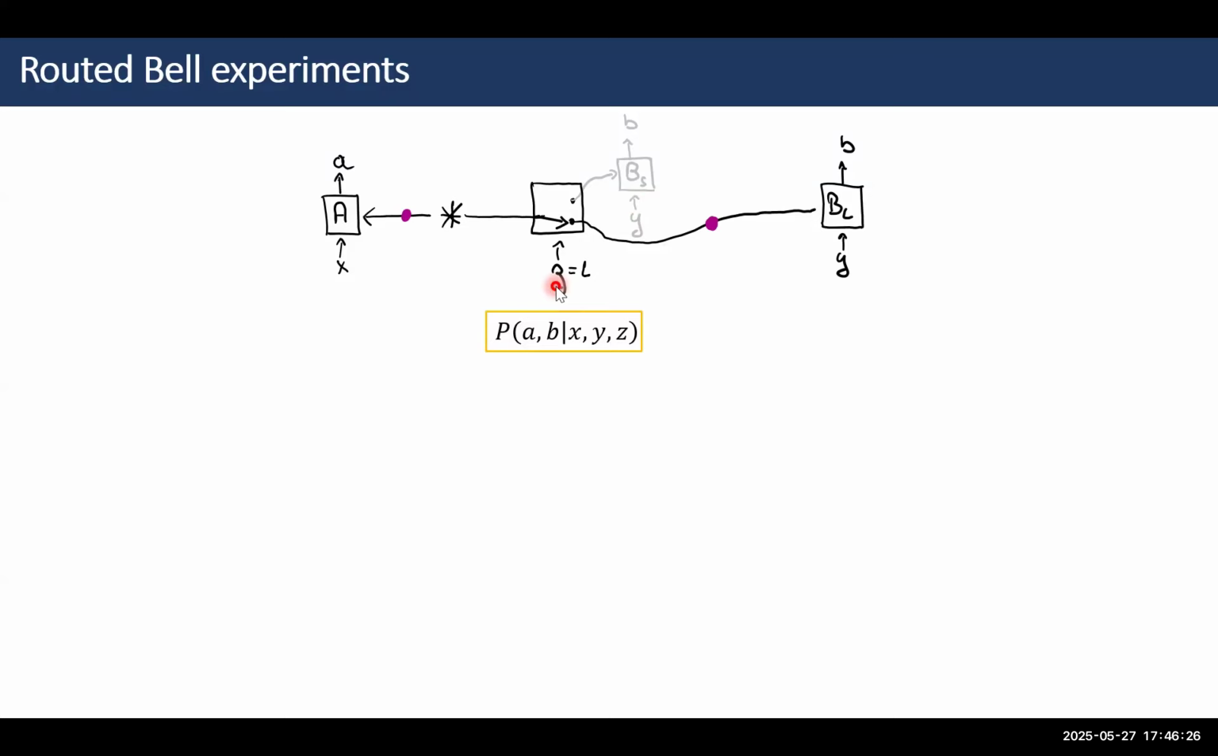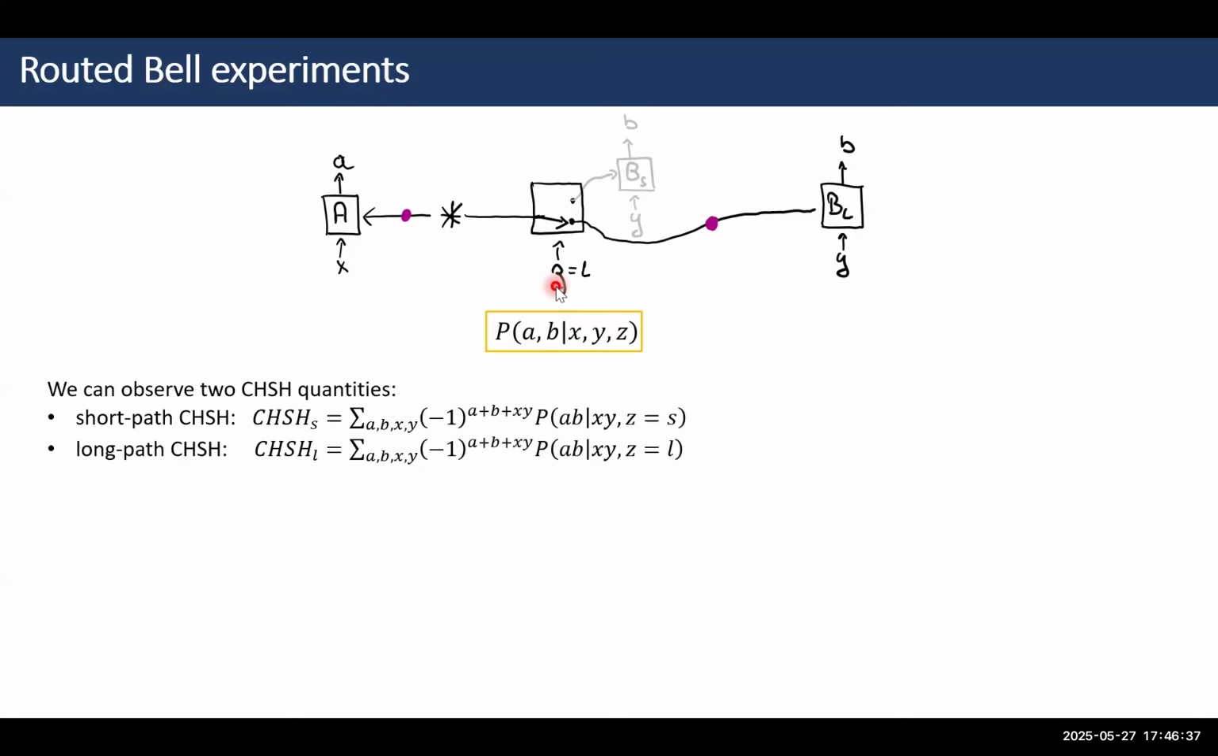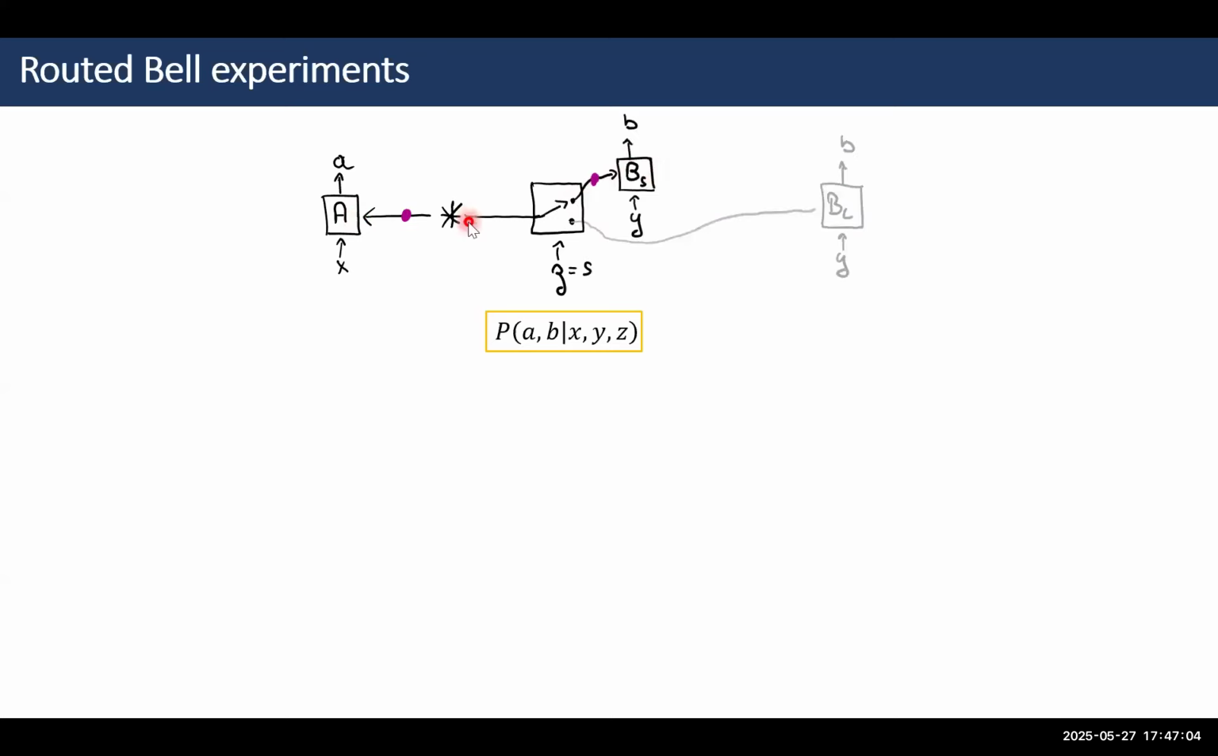And by repeating this experiment many times, doing random choices of the inputs, collecting the outputs, we can now estimate two types of Bell quantities. So if we do a CHSH experiment, we can observe a short path CHSH value that involves Alice and the measurement device close to the source, or a long path CHSH value, which involves Alice and the measurement device which is far away from the source. So we get these two quantities instead of one. Now the idea is that both Alice, the switch, and the short path Bob will be very close to the source.